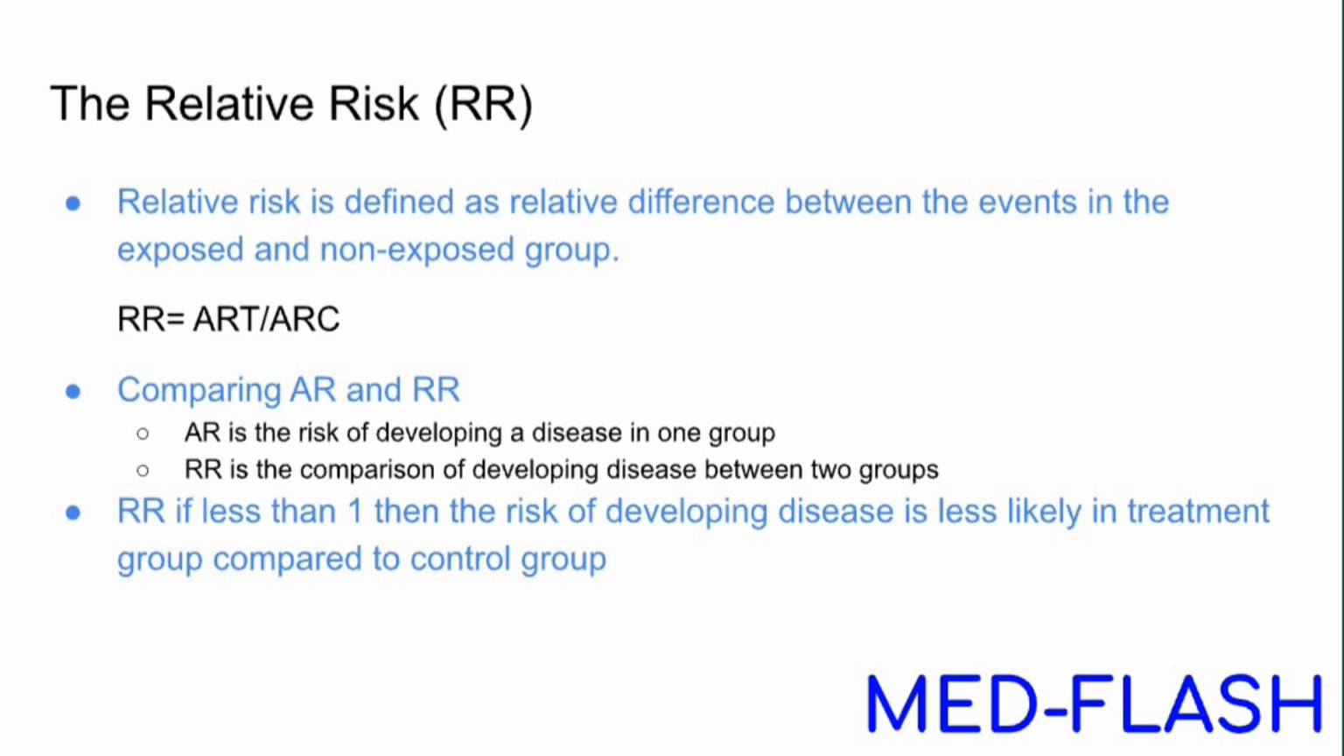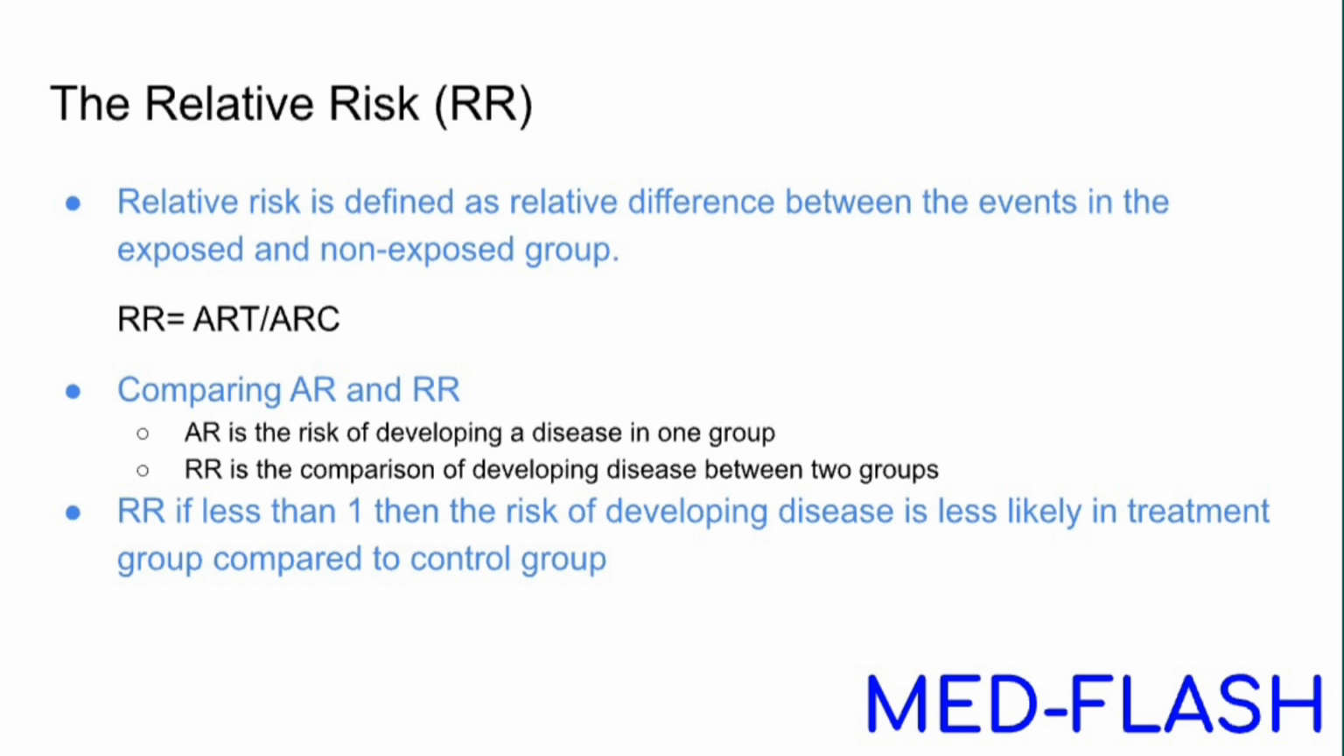Now, comparing attributable risk and relative risk. Attributable risk is the risk of developing a disease in one group. So you must be seeing that attributable risk is either ART or ARC. We have two types: attributable risk in the control group and attributable risk in the treatment group. So it is basically an isolated risk. It is determining the risk of developing a disease in a particular isolated group, either the treatment group or the control group. But relative risk is a comparison.